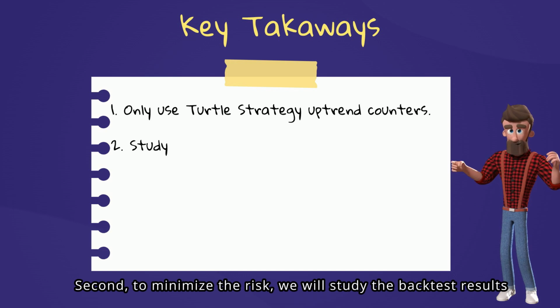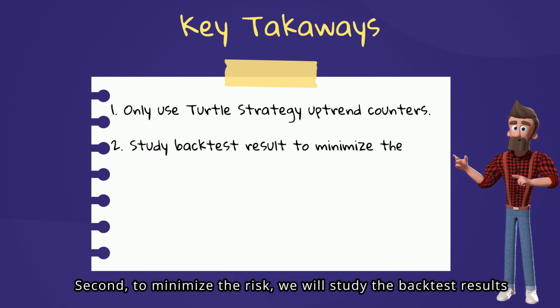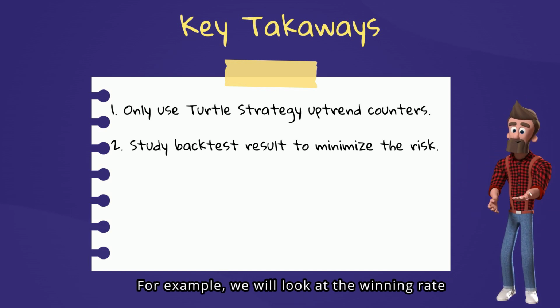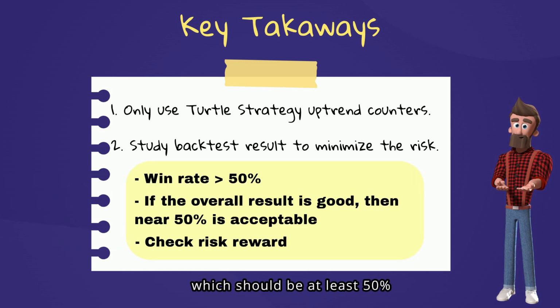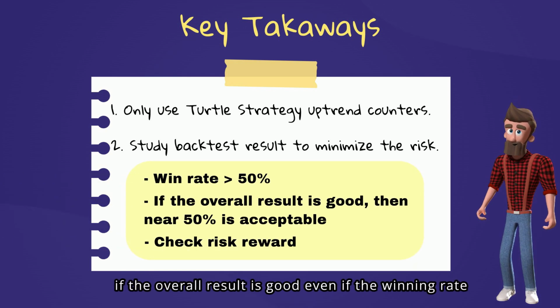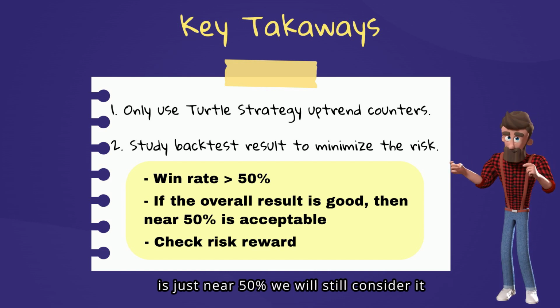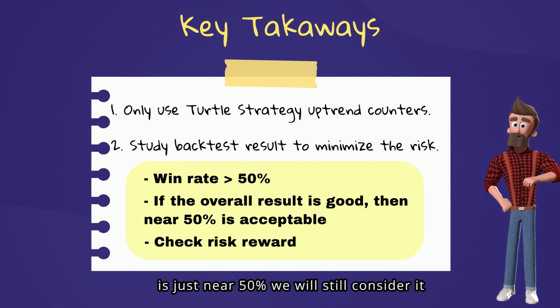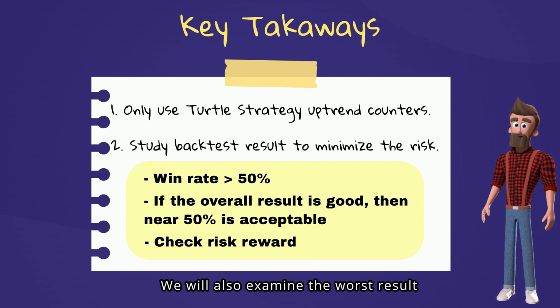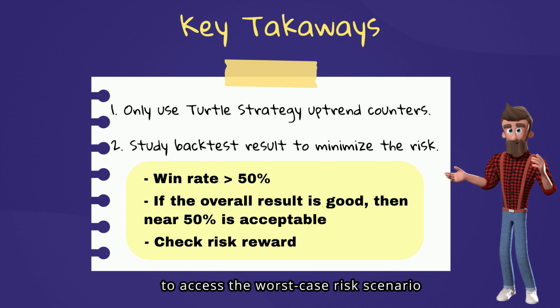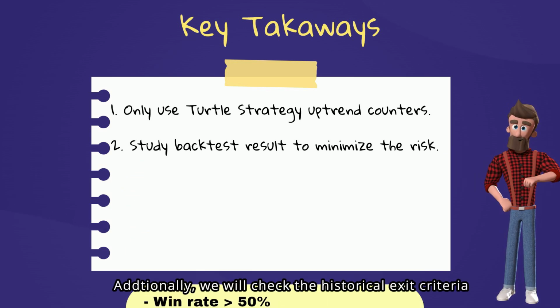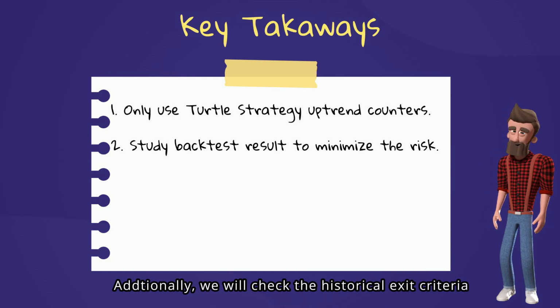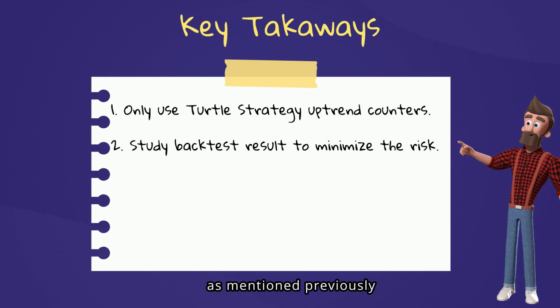Second, to minimize the risk, we will study the backtest results. For example, we will look at the winning rate, which should be at least 50%. If the overall result is good, even if the winning rate is just near 50%, we will still consider it. We will also examine the worst results to assess the worst-case risk scenario. Additionally, we will check the historical exit criteria, as mentioned previously.